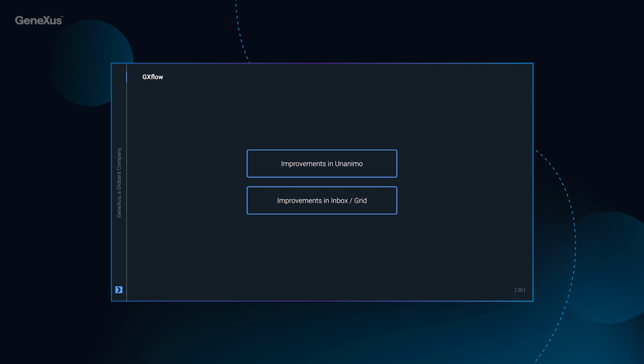In the case of GXFlow, we have done a redesign of the user interface so that it uses Unanimo controls and guides, and this allows it to have a much more modern interface. We have also updated the grid and inbox controls. In addition, we are preparing the Angular generator to be able to generate back-office applications.